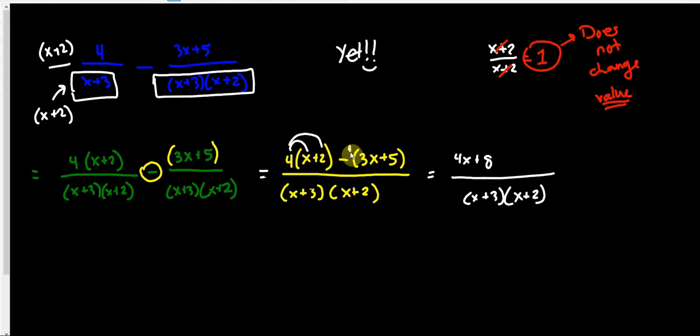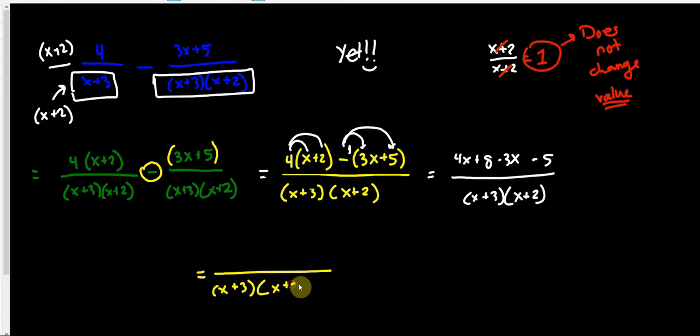I'm gonna distribute this negative. I could think of it as a negative 1. So minus 3x minus 5. There. Now let's combine these like terms and see what we get and see if there's any simplifying. There may not be any. We may be finished here. There could be though. All right, let's see.